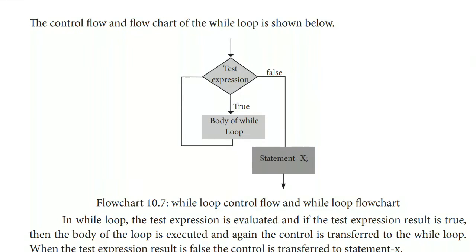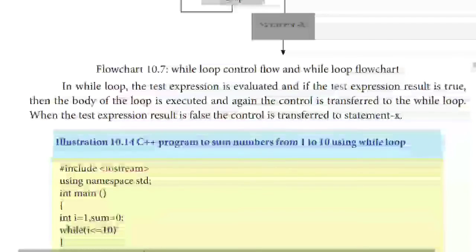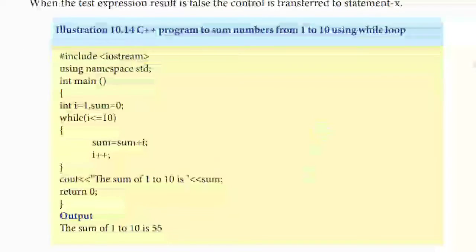Here you can see that this is the flowchart of while loop. First it checks the test expression. If the condition is true, it will go for the body of the loop. If the condition is false, then it will go to the statement outside the body of the loop. Okay, and here they have given one example, so we'll see the example here.